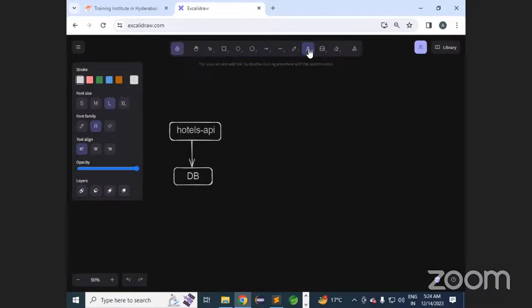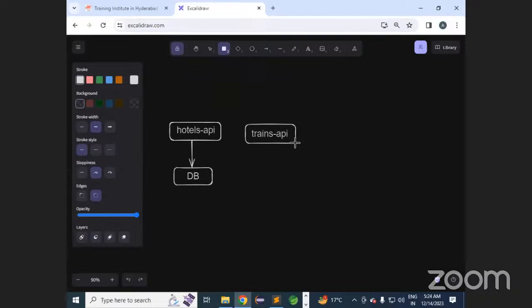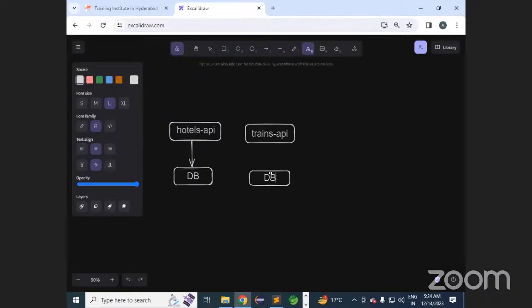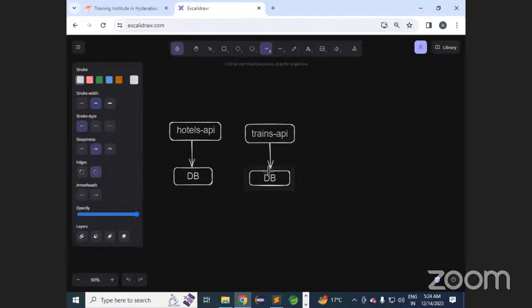Now, I want to book the train tickets also. In order to book the train tickets, we are going to develop one more project called Trains API. Trains API logic will execute and it will communicate with one database called Trains database. Trains API will communicate with only Trains database. Now, is there any relation between Hotels API and Trains API? Both are two separate projects. They are independent. They are loosely coupled. They are backend applications. Two backend applications are available.